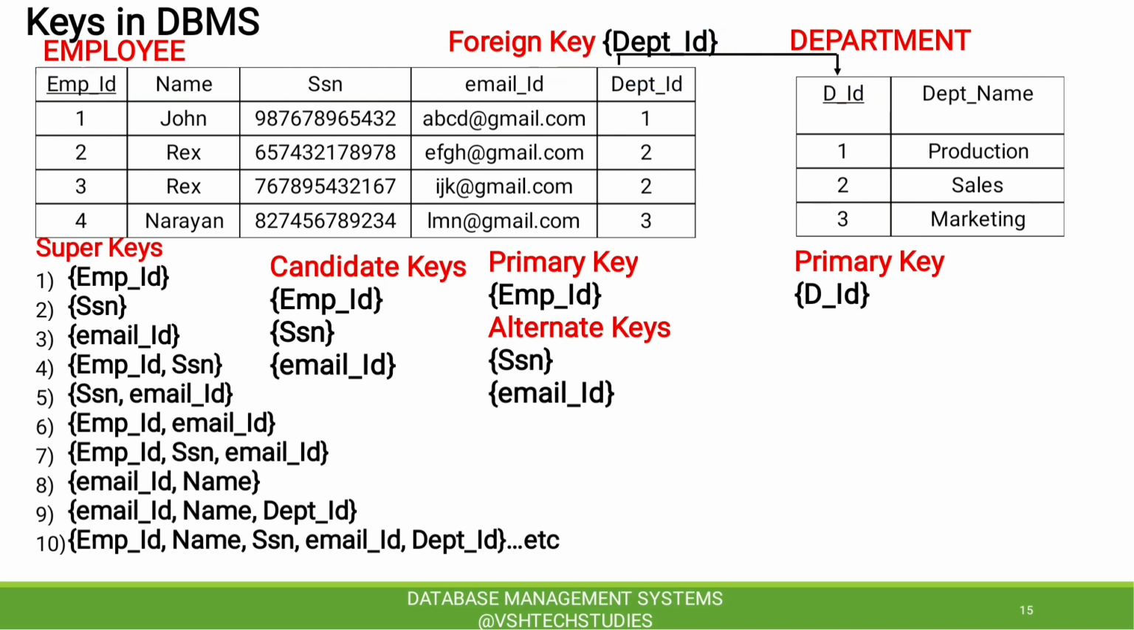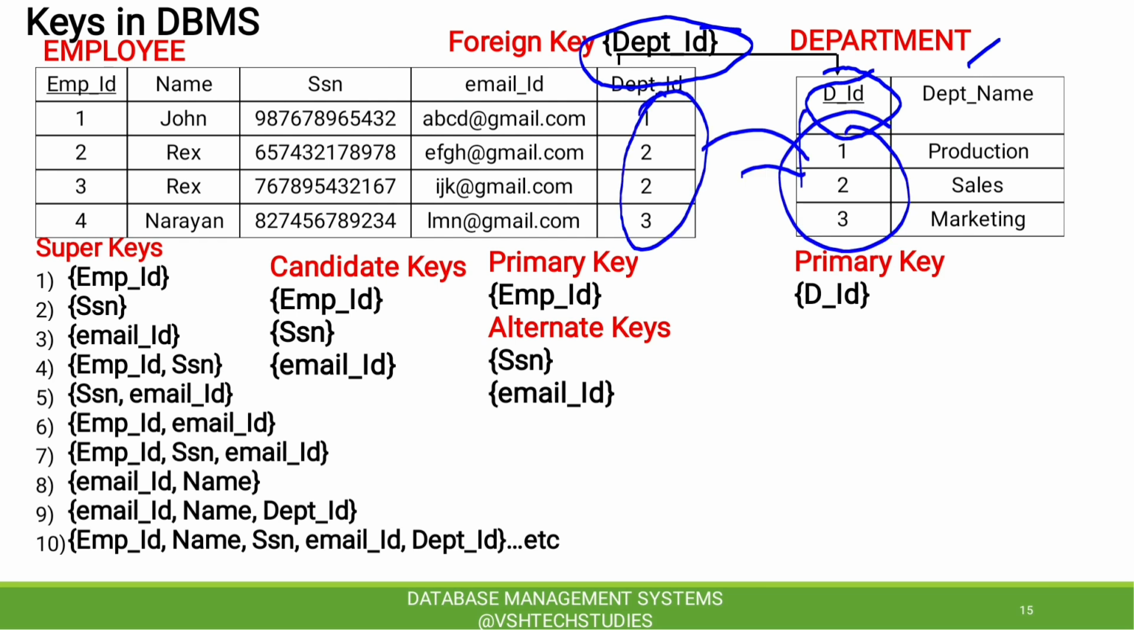Okay. Now, one more important observation. When we are searching for a department by the value of foreign key, that is department ID, we match it with primary key value in the linked table. So whatever foreign key values are here, they must be present here. That is what is called the referential integrity constraint.